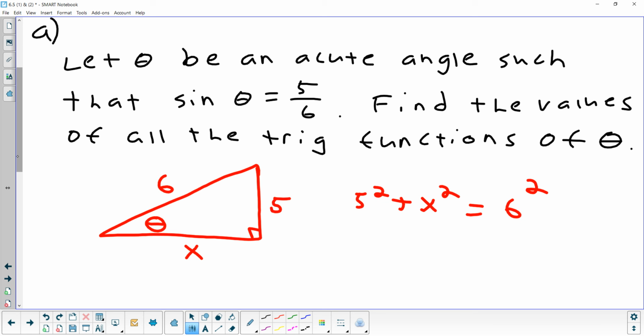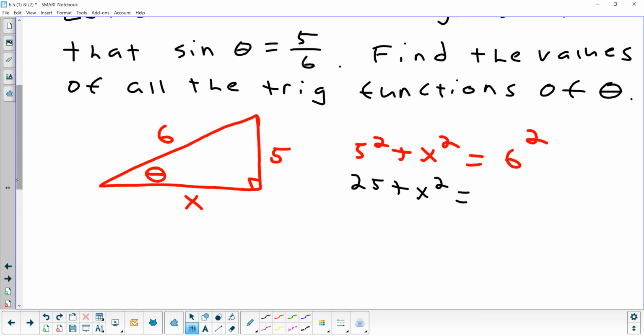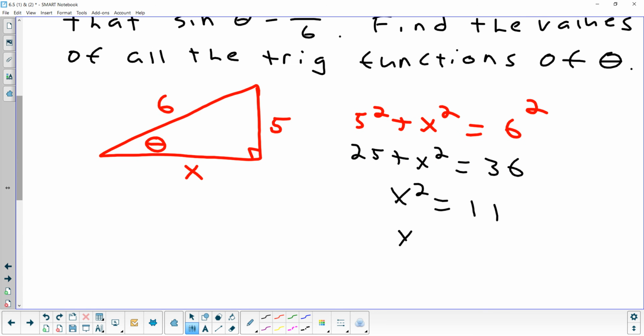And Chris, 5 squared gives me 25. And Tyler, 6 squared? 36. Okay, and Ashley, what would be my next step? Subtract 25 from each side. That's going to give me 11. And Bailey, my last step? Take the square root of each side. Yep, take the square root.